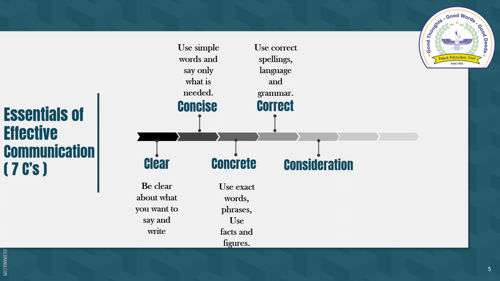The next one we have is consideration. What does that mean? It means that you should keep in mind the interest of the receiver of the message. You should write the letter from receiver's point of view. You write the letter as if you are the receiver, and what explanation as a receiver you would require. Try to cover all those information into that communication.